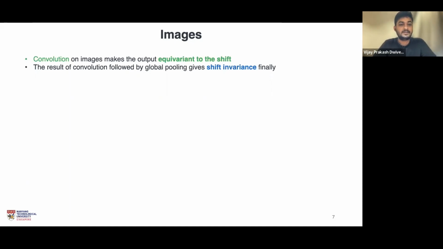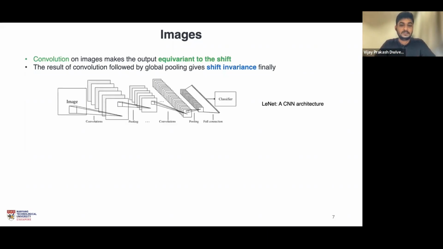And finally, after a series of convolution and pooling, in the final layer, if we perform global pooling, it provides shift invariance. So whatever shift we perform in the intermediate layers of convolution, a global pooling at the end will provide shift invariance. So let me show you this more clearly now.